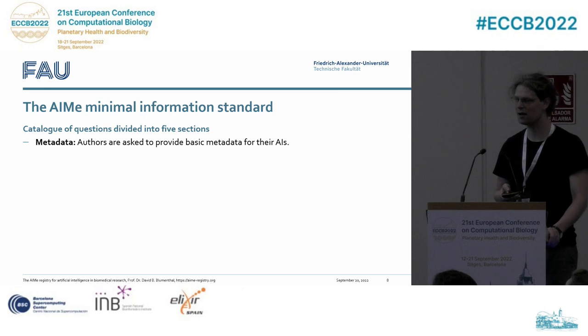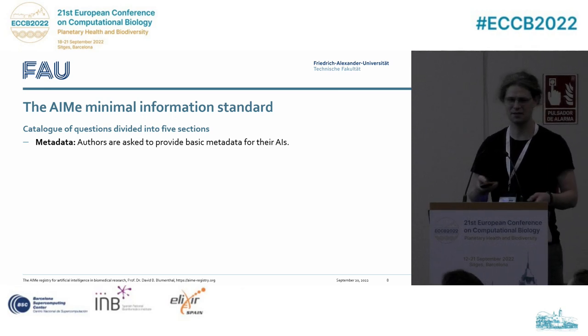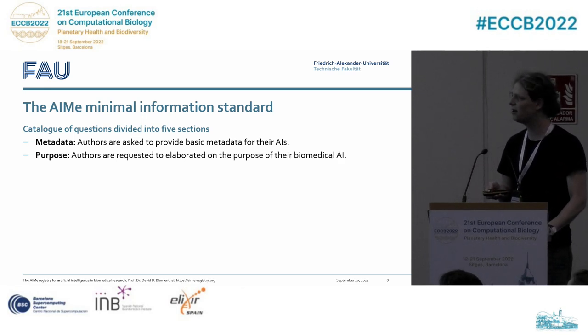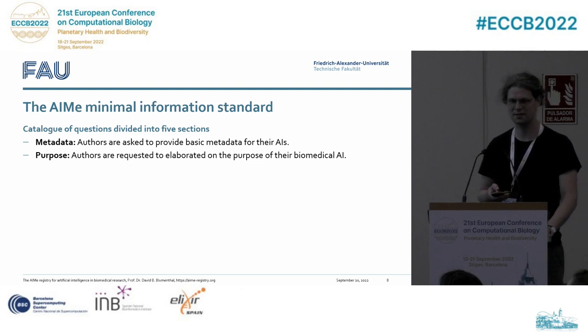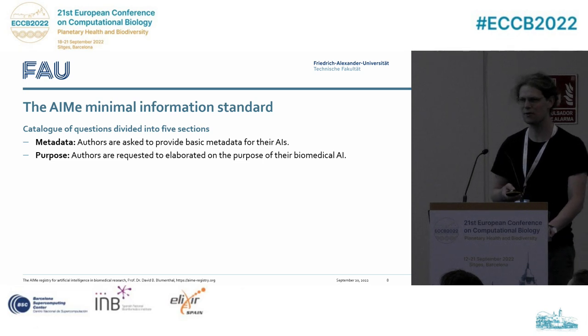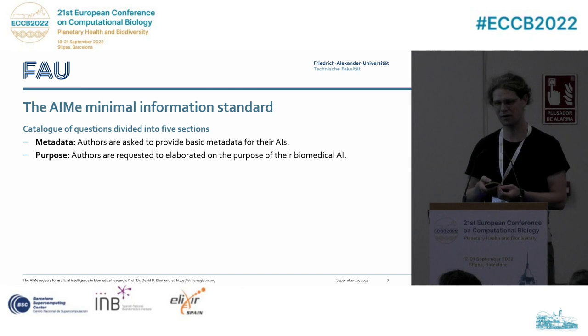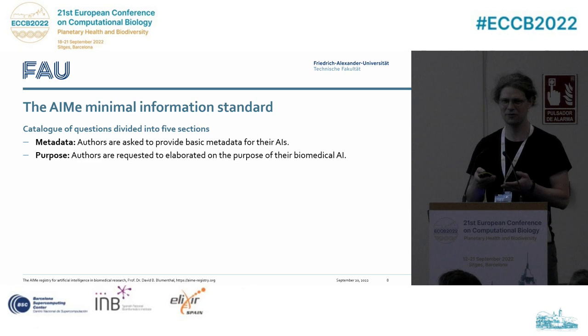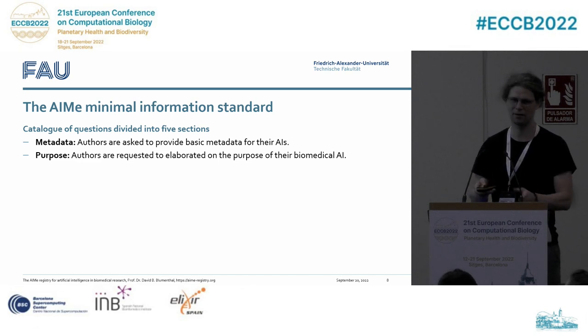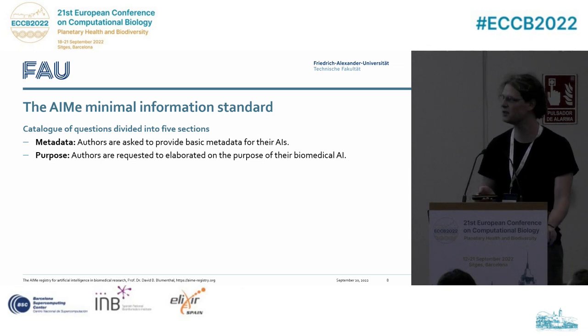The first is metadata. So we ask them just to provide their names, email addresses, and so on and so forth. Then we ask the authors to tell us what was actually the purpose of their AI model. Also, this is sometimes something which you don't immediately see. I mean, you have a paper, and often if you don't have a lot of space, you assume that your readers are familiar with the topic. So really introducing it in a clear way is, I think, something which would also help many people who are a bit outside, but still want to understand what you did.